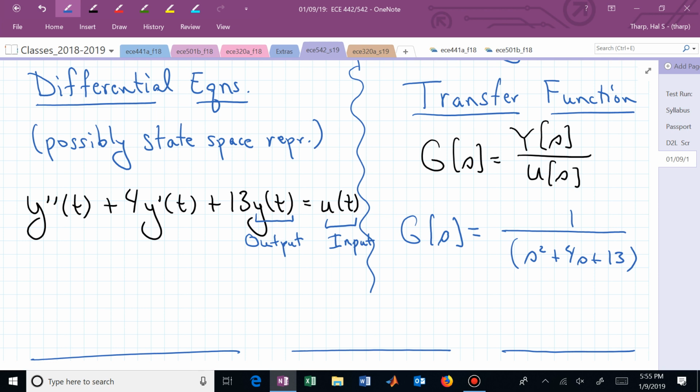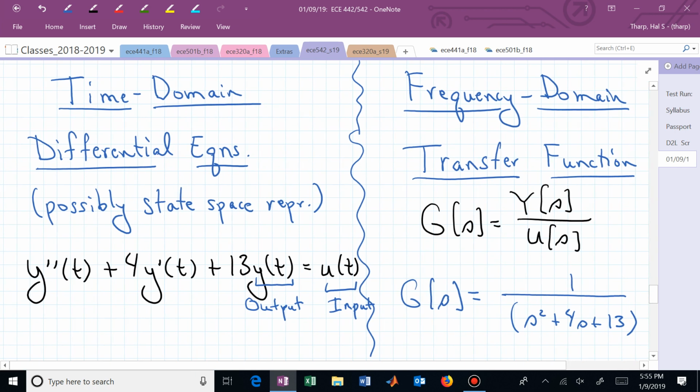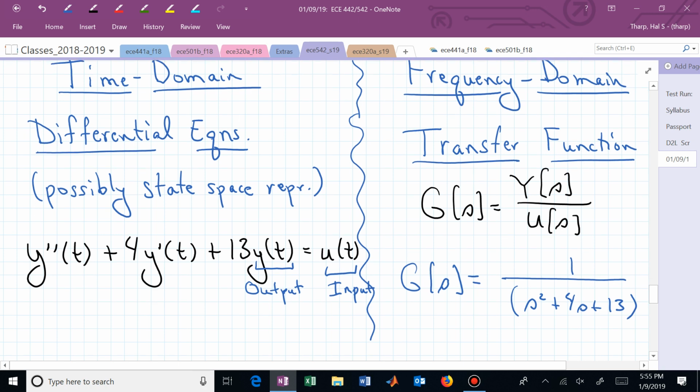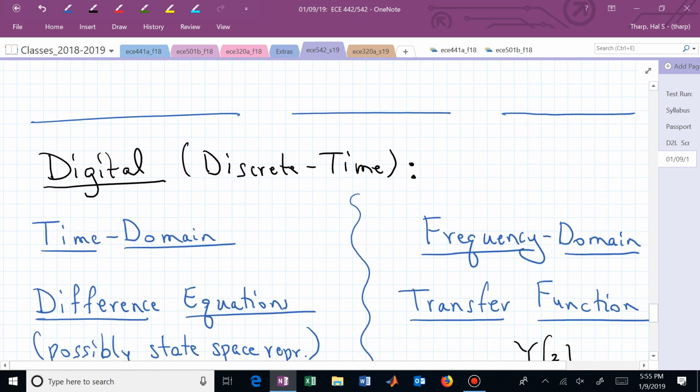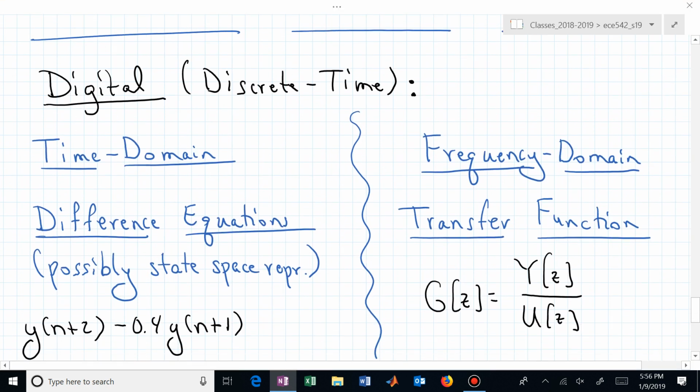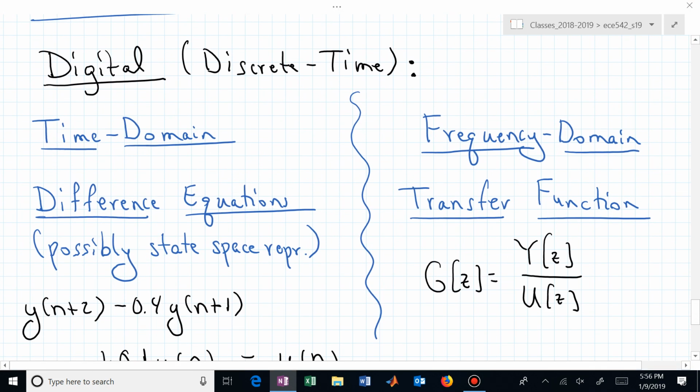That's now our g of s in the continuous time setting, and we could find that either from a differential equation. Somebody maybe gives us a state space representation. We should be able to find the g of s description for that. We can also do the same thing in the discrete time setting.